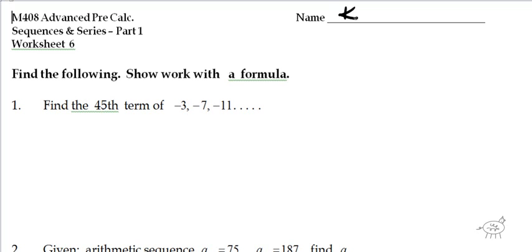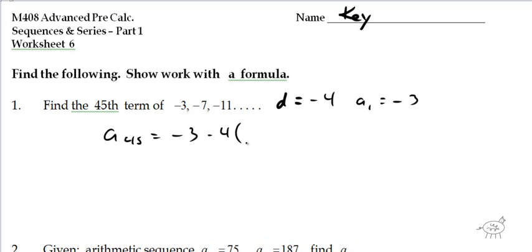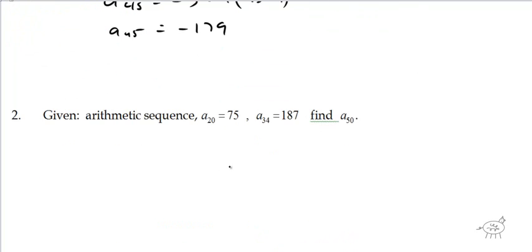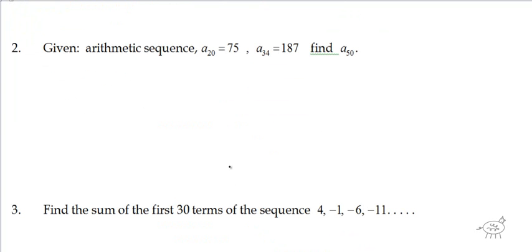This is our key. Find the 45th term of -3, -7, -11. First thing you have to recognize is that it is arithmetic, and d is equal to -4, and a sub 1 is equal to -3. So it's pretty easy, right? A sub 45 is a sub 1, -3, plus d, so minus 4 times 45 minus 1. So a sub 45 comes out to be -179. Pretty easy.